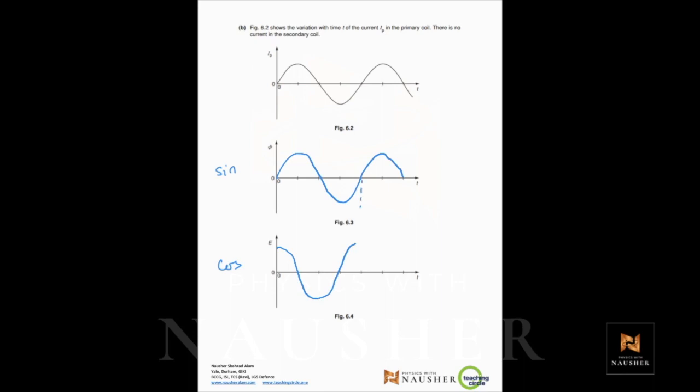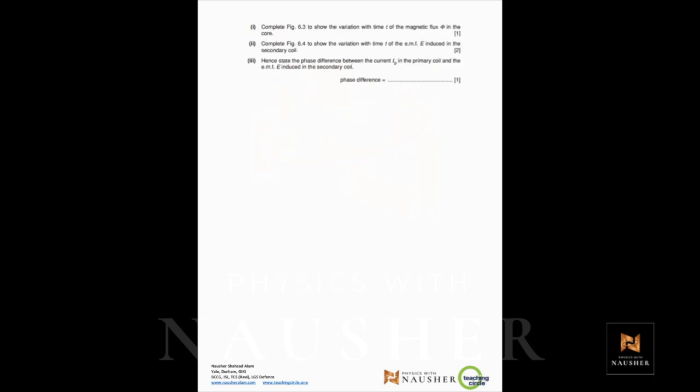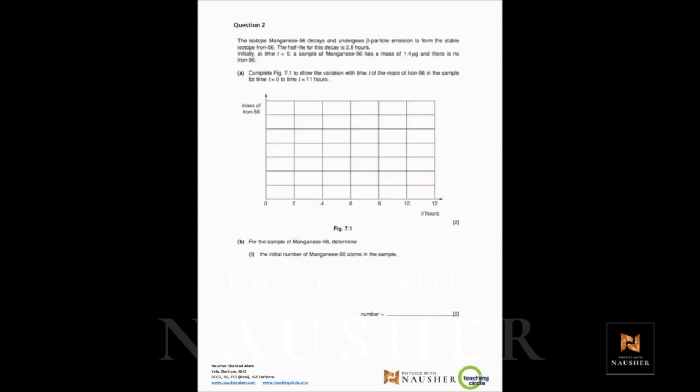And remember that this point and this point must be in sync. When a sine curve is at 0, the cos curve is at maximum. That's the phase difference between a sine curve and a cos curve. And I think we've answered these questions. And what's the phase difference between the primary coil and the EMF? That's always 90 degrees, or pi divided by 2 radians.